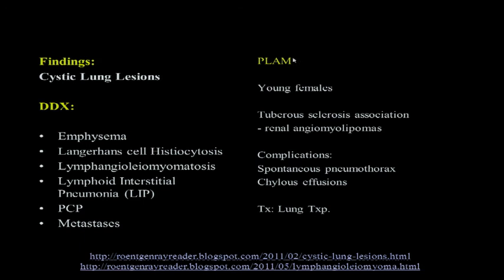It's okay. Emphysema, see? That's the first young one. Females, tuberous sclerosis association, that is renal angiomyolipomas. Sometimes they'll show you abdomen CT. Sometimes they'll show you brain CT, right following this, right? Subependymal tubers. Complications, spontaneous pneumothorax, chylous effusions. If you would have said that, you would get coffee with brownie. Chylous effusions, because these patients have chylous effusions. What did she say? And lung transplant is the only option. We will continue next time.